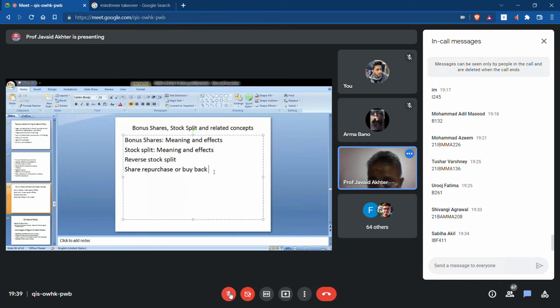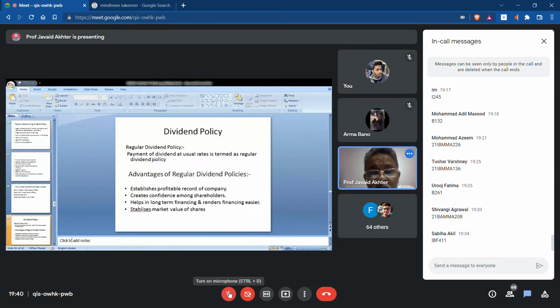Share repurchase, also known as buyback. Owners of the company can repurchase the shares that were issued in the market, which you may call buyback. And buyback is usually resorted to when the company senses some takeover possibilities. It wants to increase its ownership and reduce the ownership of other people. So companies may resort to buyback of shares also. So these are some of the concepts.